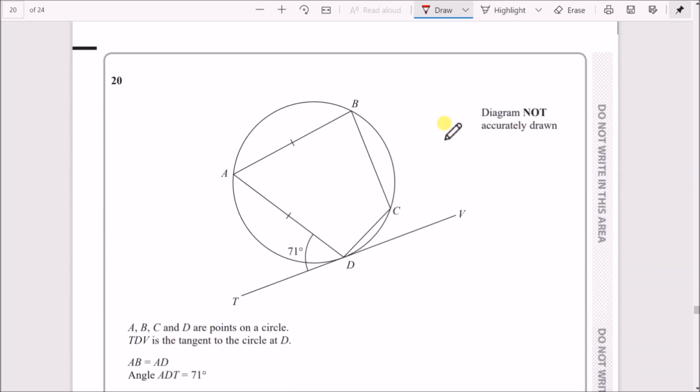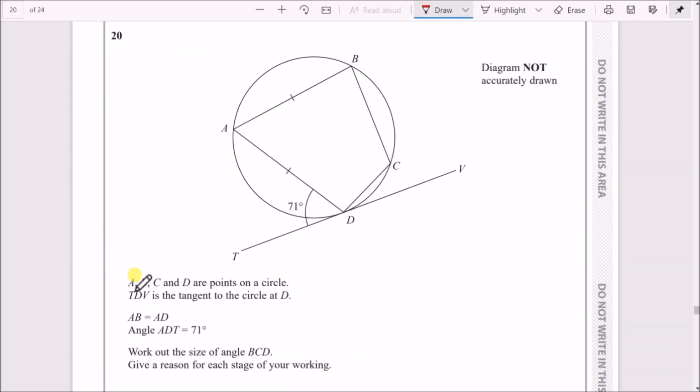Now, number 20. Okay. We've got A, B, C, and D are points on a circle. So before we even look at the shape, let's try and identify what it is. First things first, when we look inside the circle, we have a four-sided shape. So when you've got a four-sided shape where each point touches the circle, this is actually known as a cyclic quadrilateral, yeah?